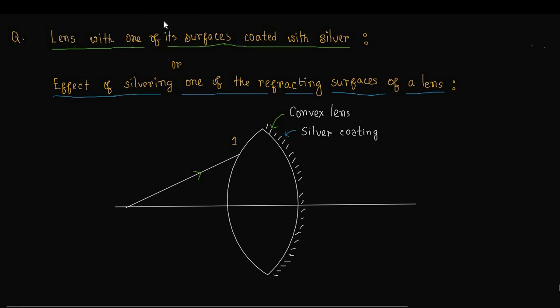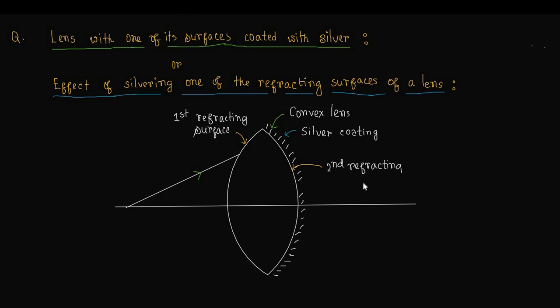the first refracting surface, which has focal length f1. Incident ray is incident on the first refracting surface of the convex lens. And this is the second refracting surface, which is convex surface coated with silver, which behaves as concave mirror.